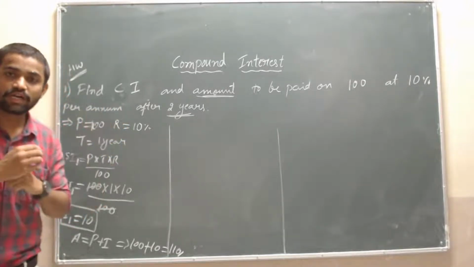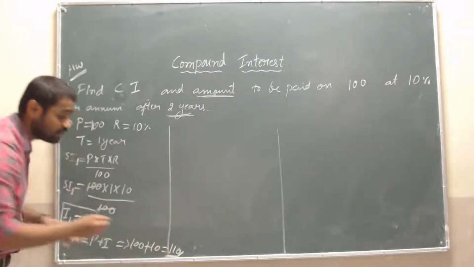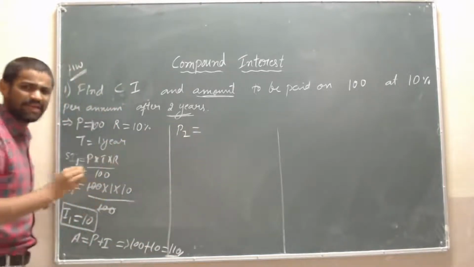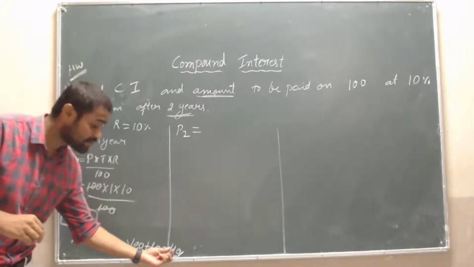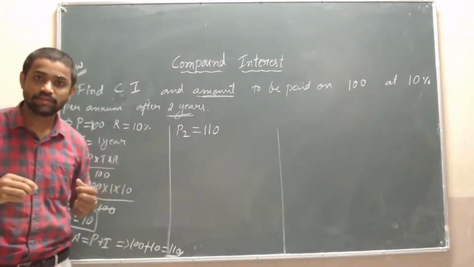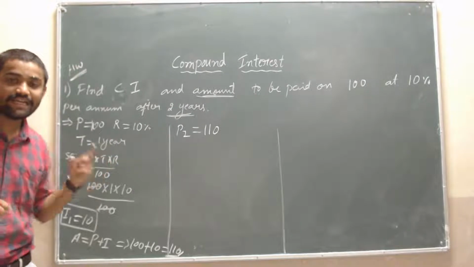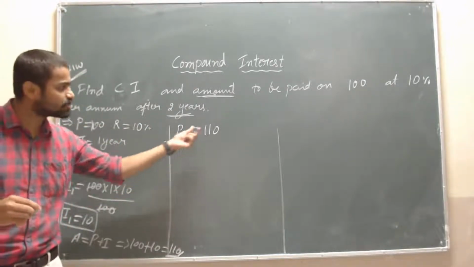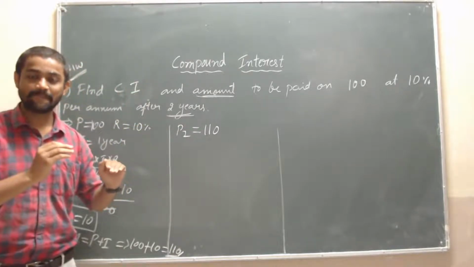Then what about compound interest? See here we have to take this amount as a P2. Here we have to take this amount, that is 110 rupees, as principal amount. Sir, why sir? Because here we have found out only for first year. Sir, for second year we should take 100 rupees. No sir, that becomes a simple interest.